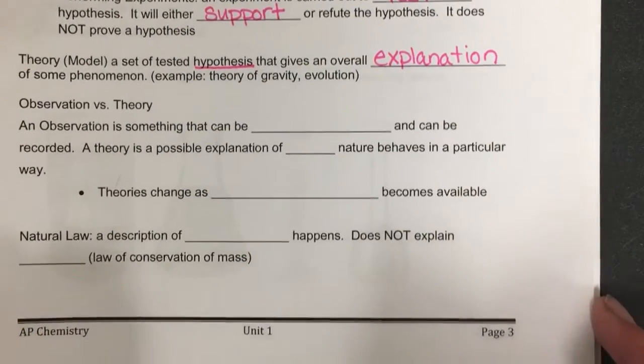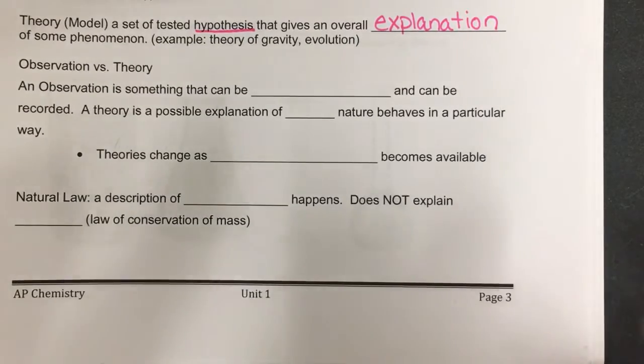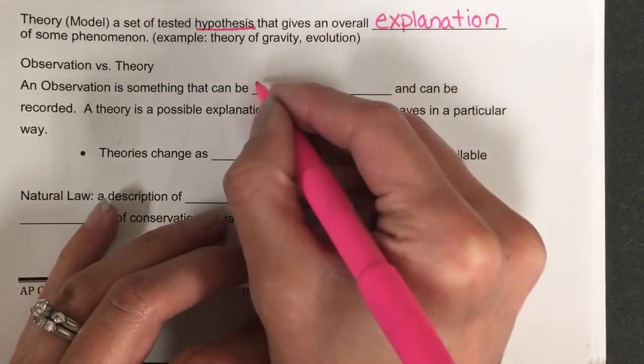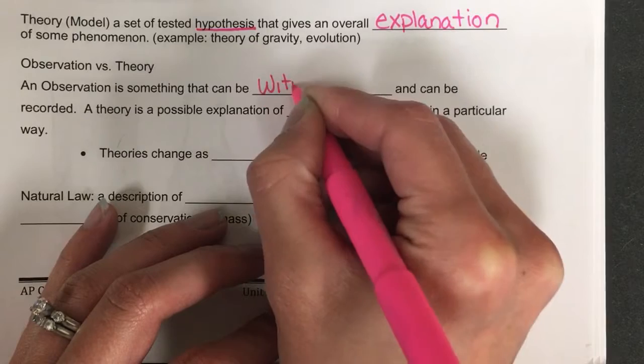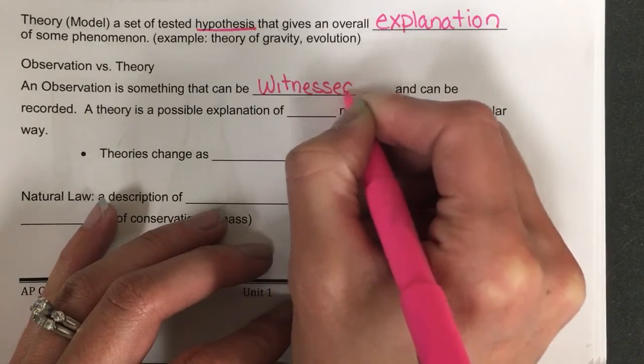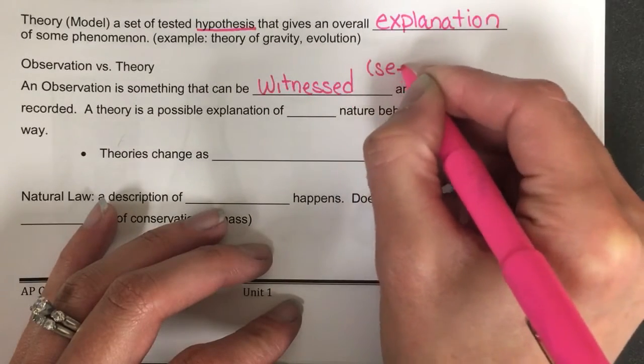Now, when we talk about observations versus theory, an observation is something that can be witnessed or something that can be seen.